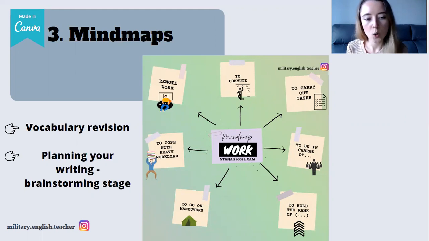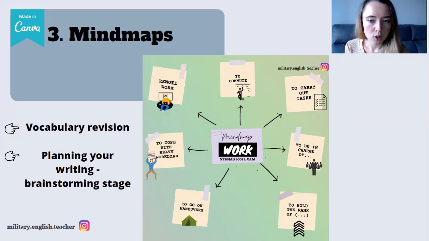It's a great way to do a vocabulary revision before the exam. I suggested those mind maps to my students. I created them for my students to revise the vocabulary before their STANAG 6001 exam. So this is like last-minute revision. You can save them on your phone, have them ready to take a look at just before the day of the exam, or just before the exam.